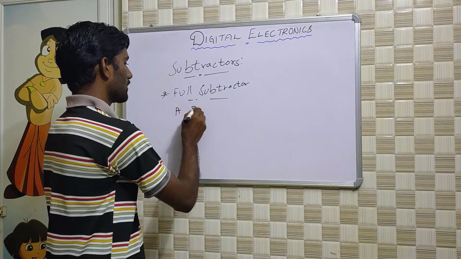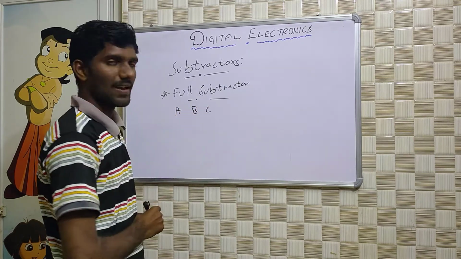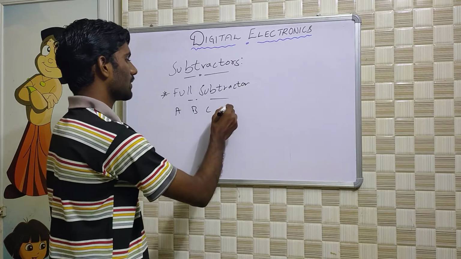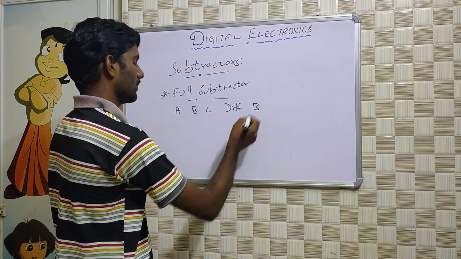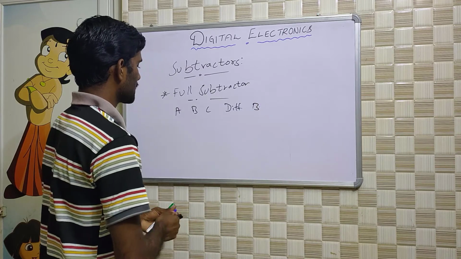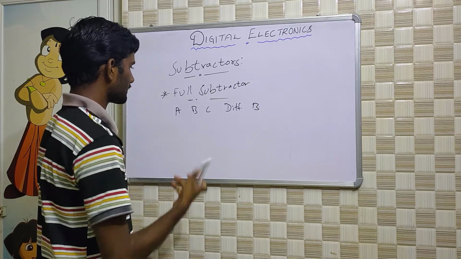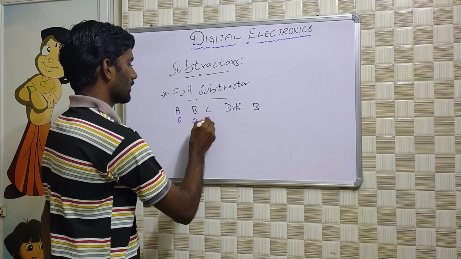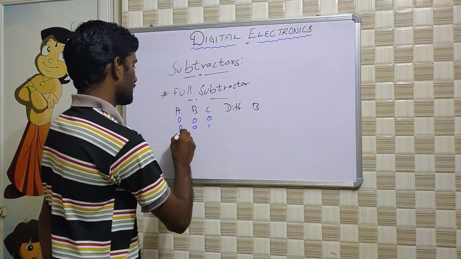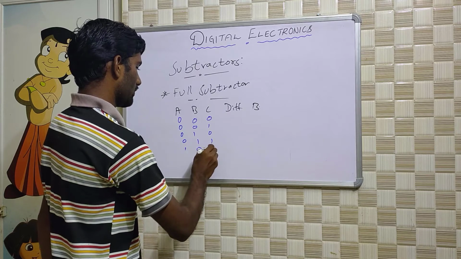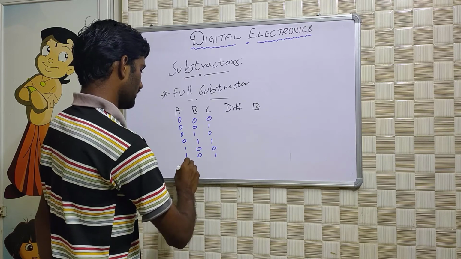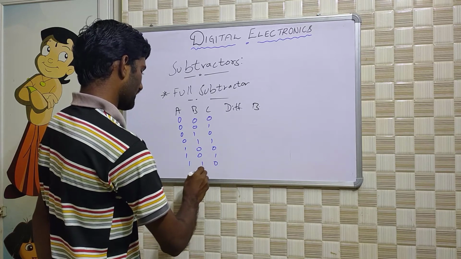So A, B, C. Since it has three inputs A, B, C, and then the difference and the borrow, right? So 0, 0, 0, 0, 0, 1, 0, 1, 0, 0, 1, 1, 1, 0, 0, 1, 0, 1, 1, 1, 0, 1, 1.